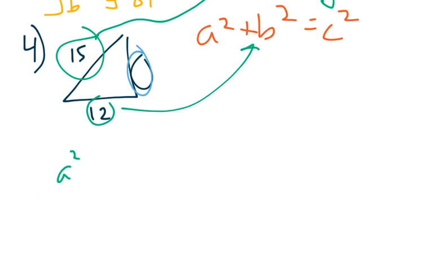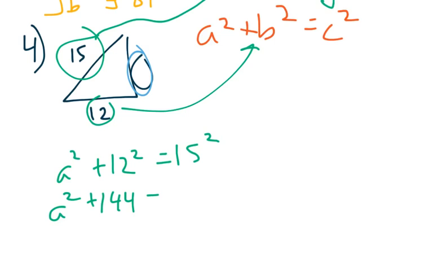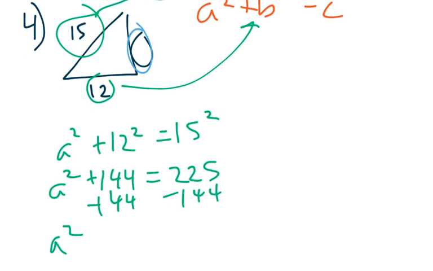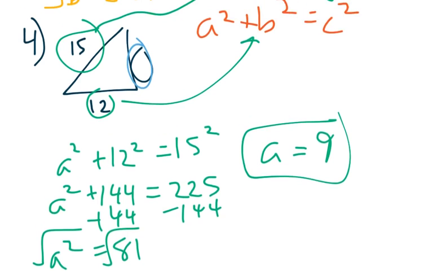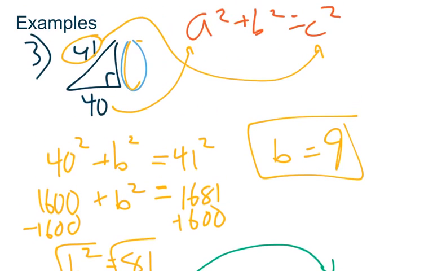All right, a squared plus 12 squared is equal to 15 squared. So a squared plus 144 equals 225. Subtract 144, subtract 144. So 225 minus 144 is, what a coincidence, 81 again. Take the square root of both sides. a equals 9 because a squared equals 81. So there we go. That's how you use the Pythagorean theorem. It's all about just memorizing a squared plus b squared equals c squared.